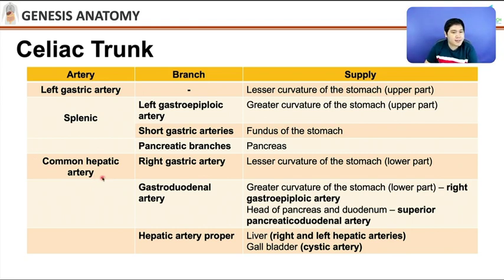Your common hepatic artery has three main branches. The right gastric artery supplies the lesser curvature of the stomach, lower half. Your gastroduodenal artery will further branch to the right gastroepiploic to supply the greater curvature, lower half, and your superior pancreatico-duodenal artery to supply the pancreas and duodenum. And your hepatic artery proper supplies the liver and gallbladder.